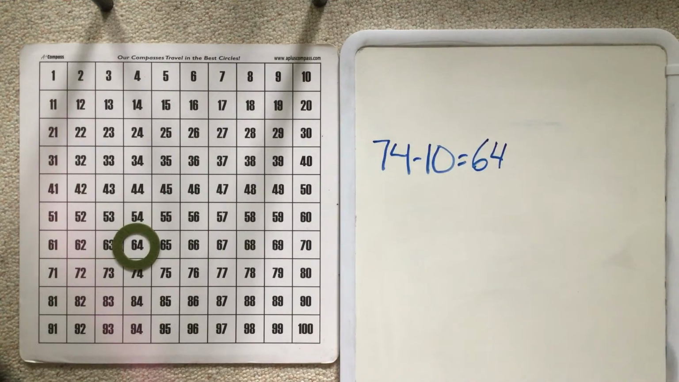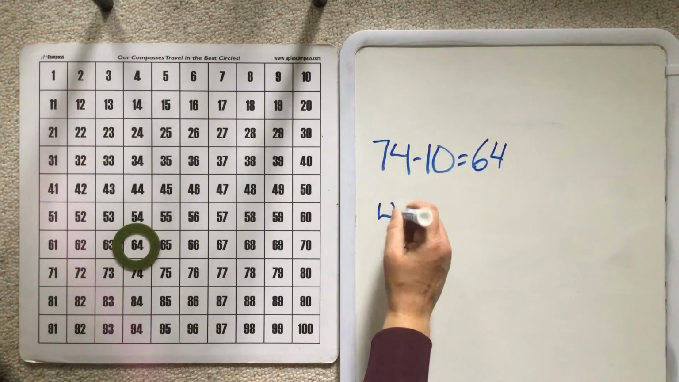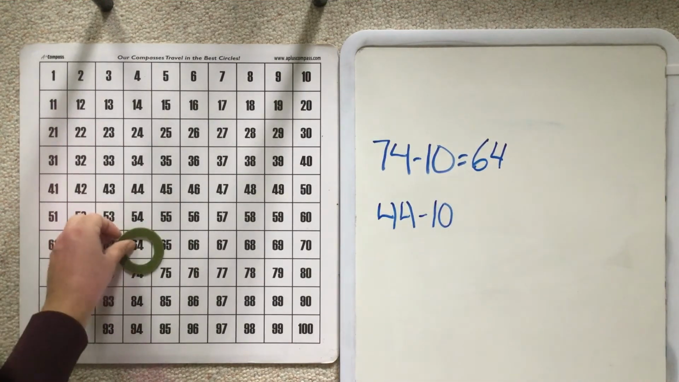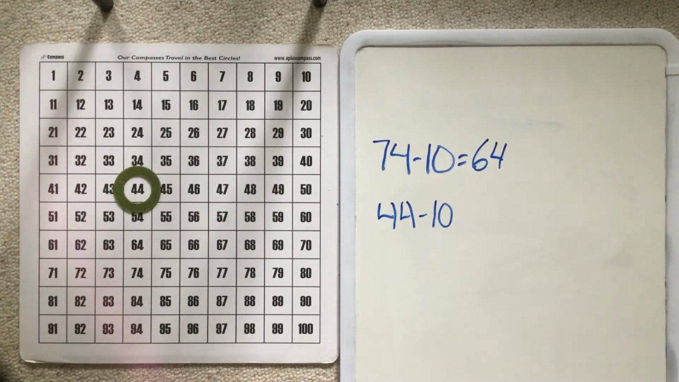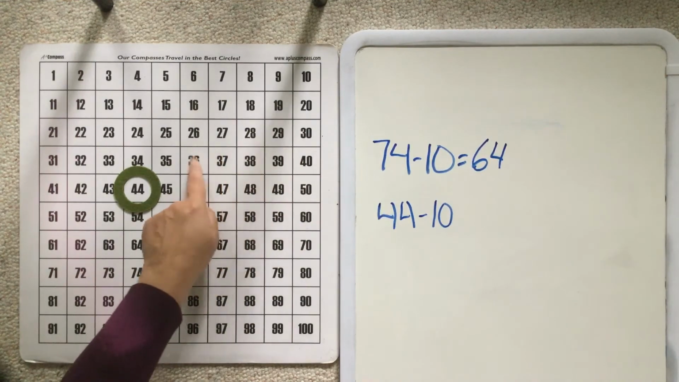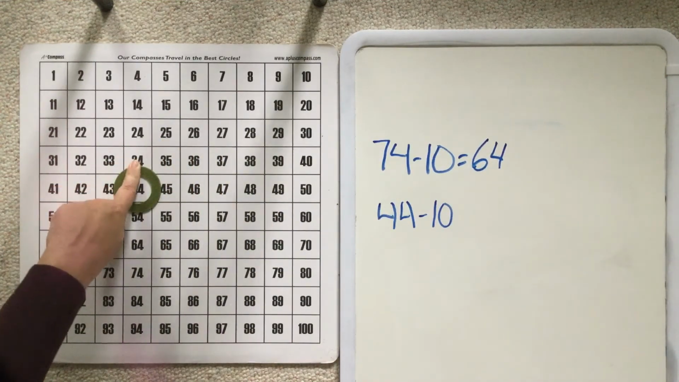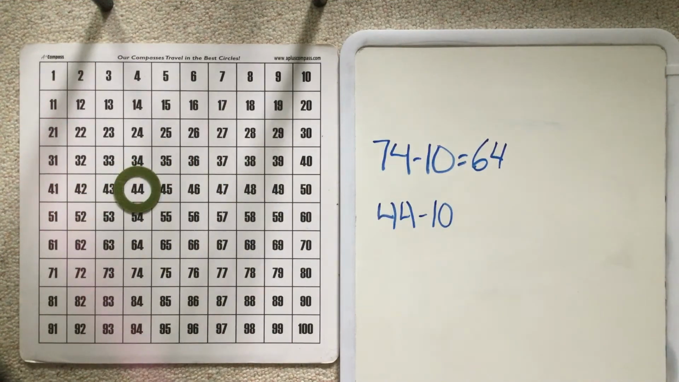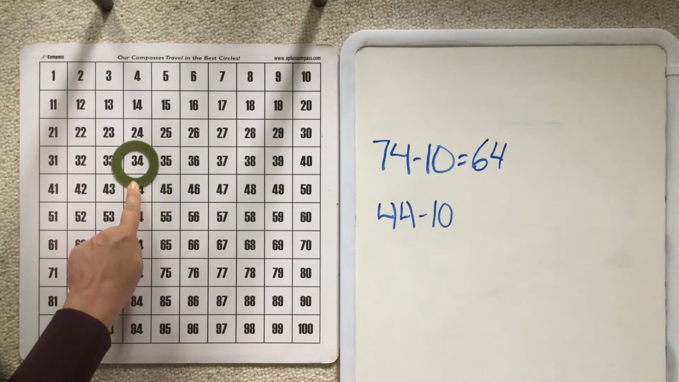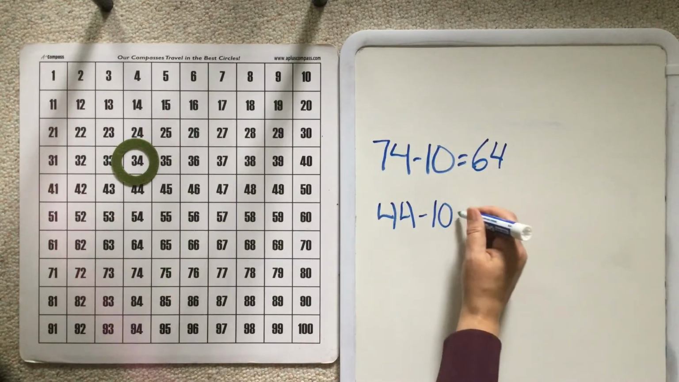If I wanted to try 44 minus 10, I'd find 44 on the hundreds chart, and I'd move up 1 space because that's counting backwards by 10. I could prove it by counting 1, 2, 3, 4, 5, 6, 7, 8, 9, 10, but counting by ones takes a long time. It's much easier to just think 44, count back 10, is 34.